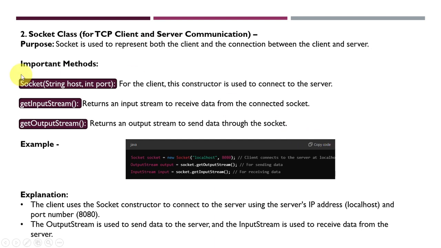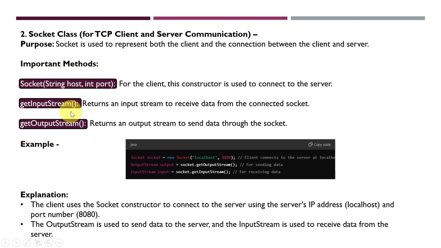Next, the Socket class for TCP client and server communication. The purpose of the Socket class is to represent both the client and the connection between the client and server. Important methods in the Socket class. Socket takes a string host and port. For the client, this constructor is used to connect to the server.